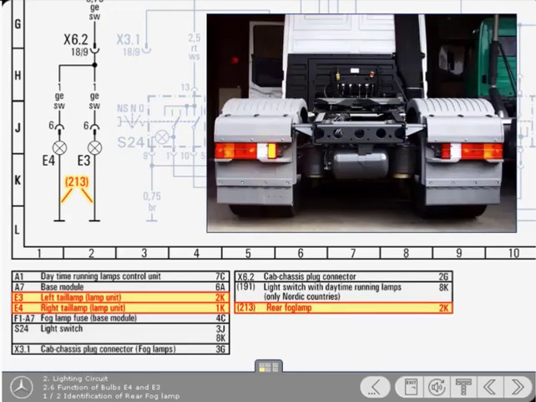As you can see, the legend identifies that 213 are the rear fog lamps. However, on the vehicle, there's normally only one rear fog lamp. Its position varies depending upon whether the vehicle is left or right-hand drive, so for this reason the diagram includes both lamps.